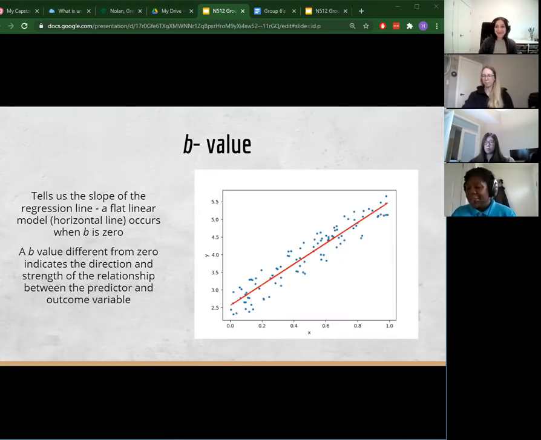The b-value tells us the slope of the regression line. It's a flat linear model or horizontal line which occurs when b is 0. A straight line is defined by the slope b1 and the intercept b0, the point where the line crosses the graph's vertical axis. A b-value different from 0 indicates the direction and strength of the relationship between the predictor and outcome variables.